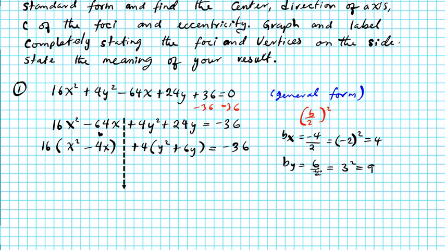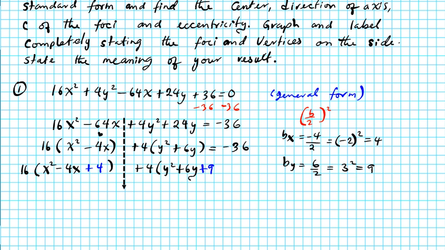Alright, so let's insert these terms that complete the square in both. So I'm going to have 16 times x squared minus 4x, and now I'm going to add in that 4, plus 4. And then on the y side, I'm going to have plus 4 times y squared plus 6y, and then I'm going to add that 9, plus 9.